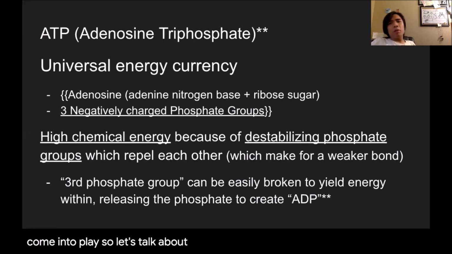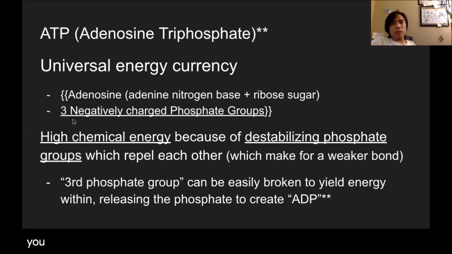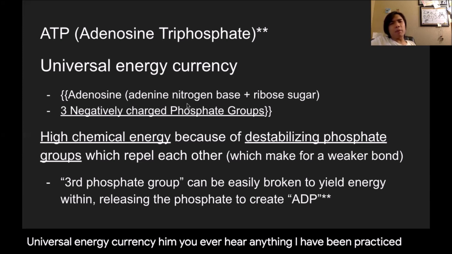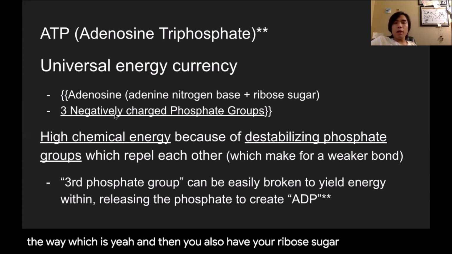Let's talk about something which has a ton of chemical energy, and that is adenosine triphosphate. I think it's so fun to say, ATP. So this is our universal energy currency. And remember, anything I have within brackets, you do not need to memorize. So you have your adenosine. Oh, this is a nucleotide, by the way. And then this is the important part.